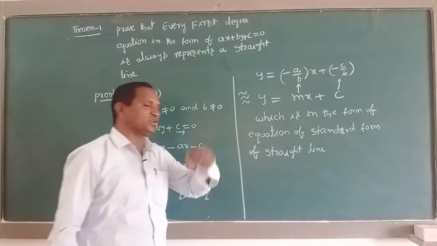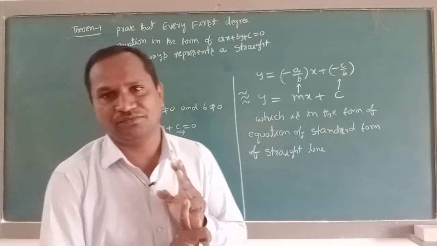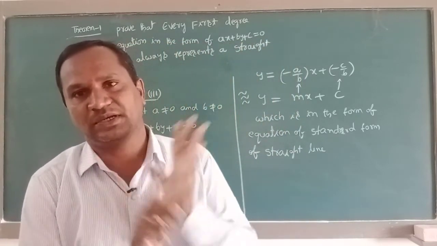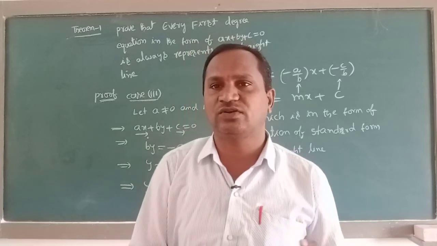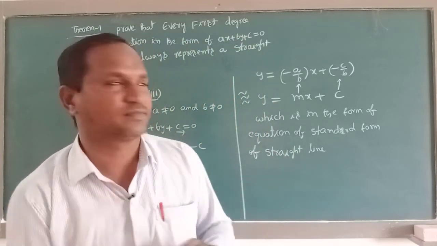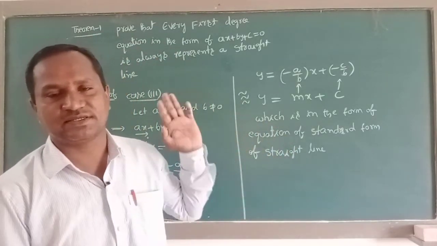In case 3 also we got a line. In case 1 we got the equation of a line, y is equal to k, which is always parallel to the x axis. In case 2 we got the line equation x equal to k, which is parallel to the y axis. In case 3 also we got a line, which always represents a straight line.